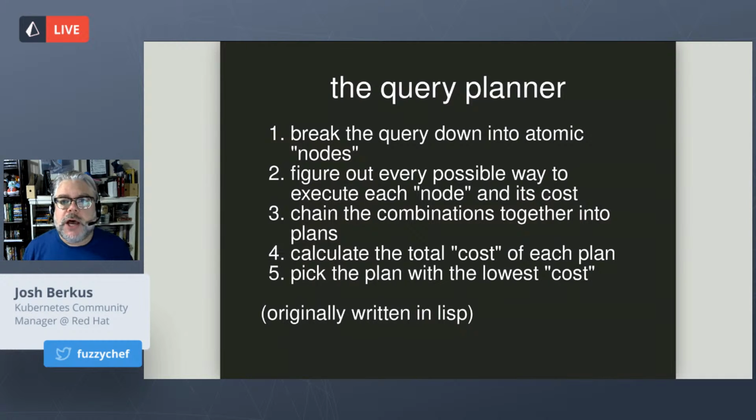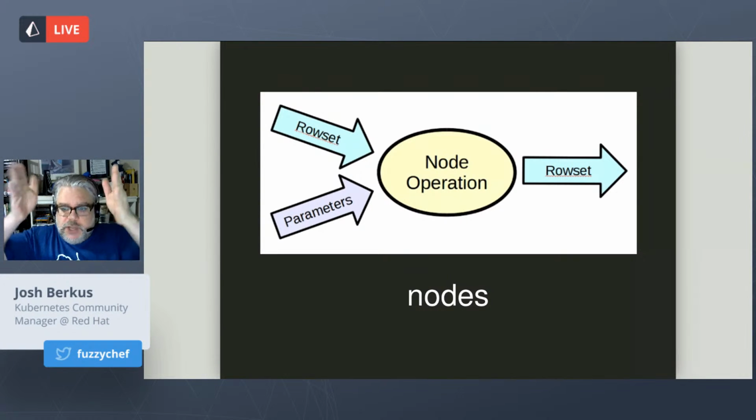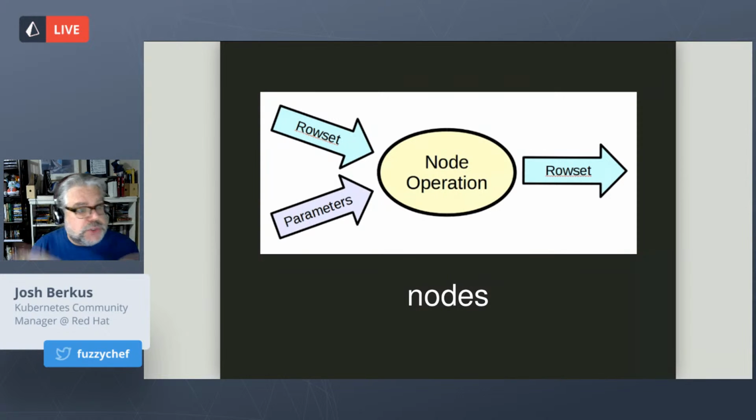The Postgres query planner was originally written in Lisp. I think it still shows, even though it's no longer in Lisp, in how it's organized. Now in Postgres, the individual nodes all have the same sort of format, right? For each node, you have a set of rows going into the node from the database, a set of parameters that were supplied by your query, either directly or by implication, and then you will have a row set coming out of it.